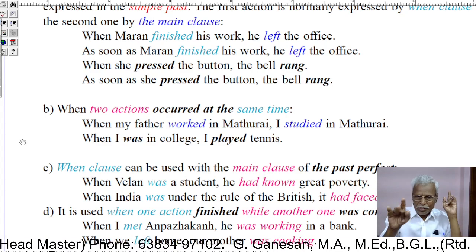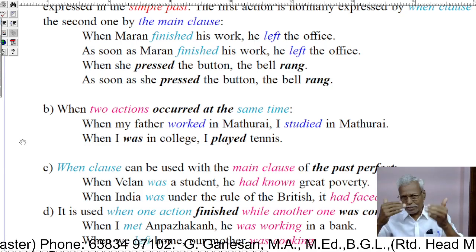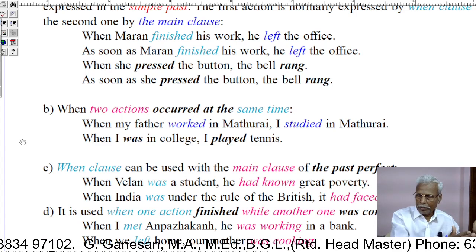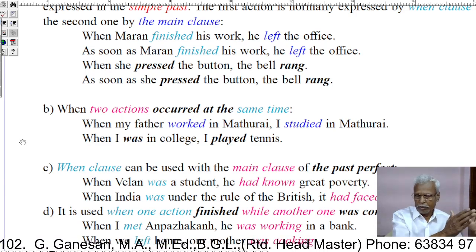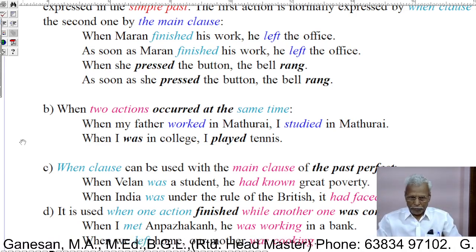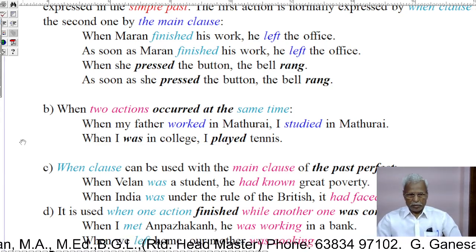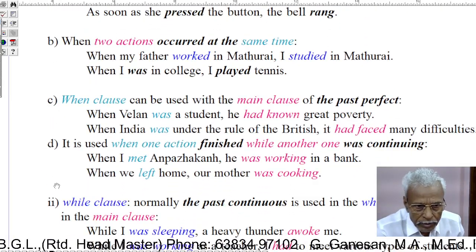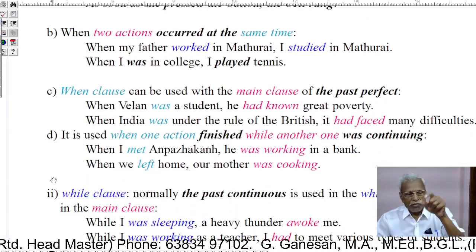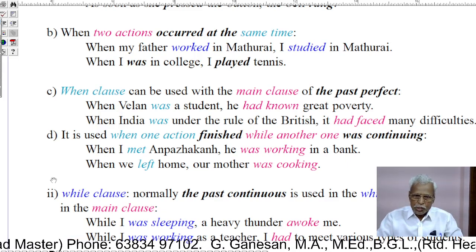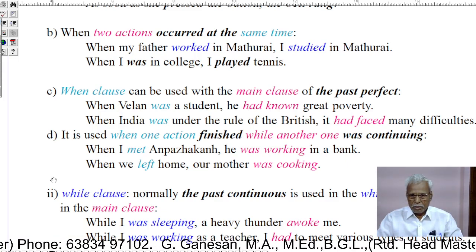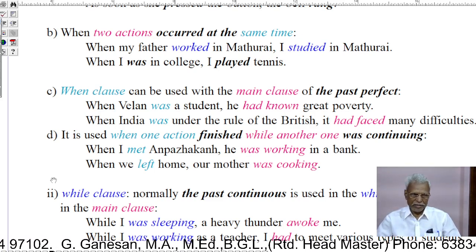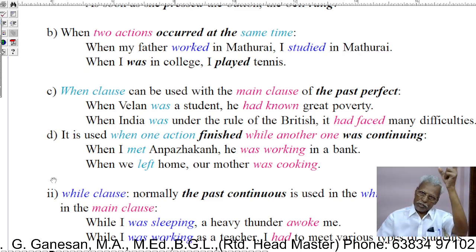So when two actions occurred at the same time, both actions can be expressed using simple past tense, one in the when clause and another in the main clause. When my father worked in Madurai, I studied in Madurai. When I was in college, I played tennis. Then, subdivision C. The when clause can be used with the main clause in the past perfect. So it is an interesting factor. That is, two actions happened in the past.